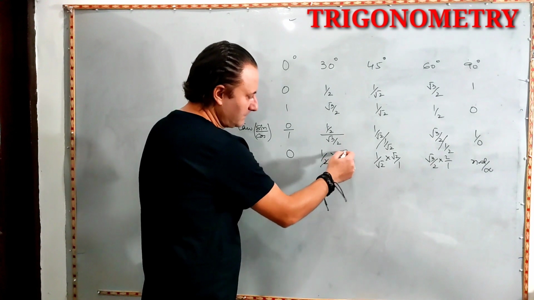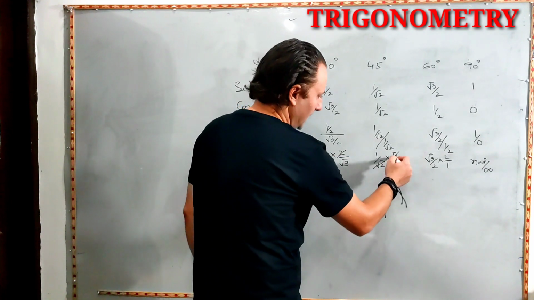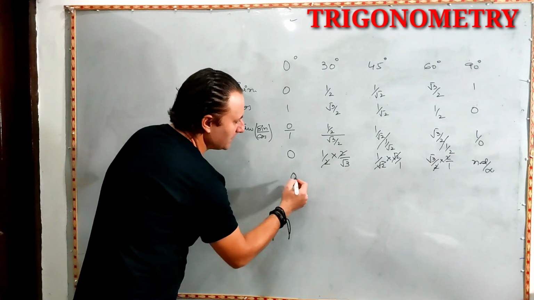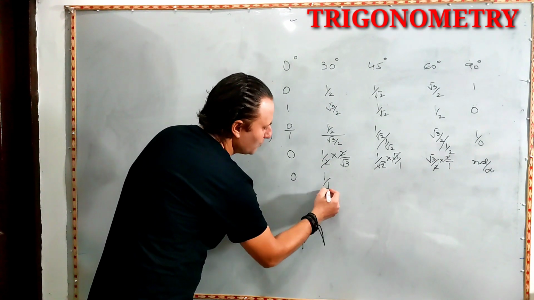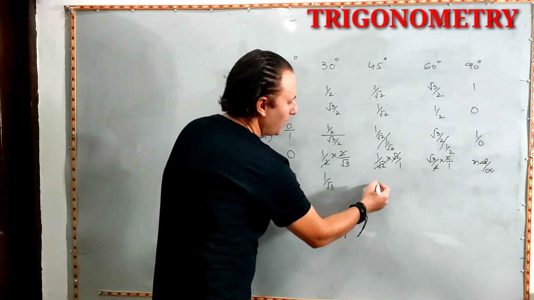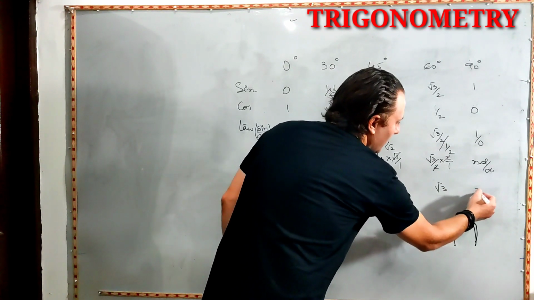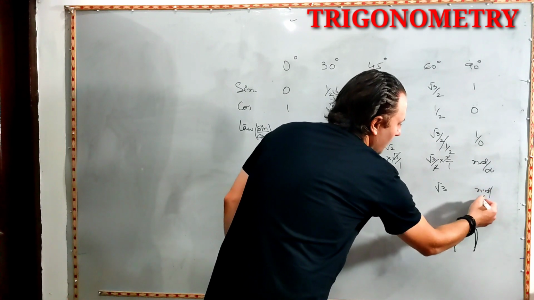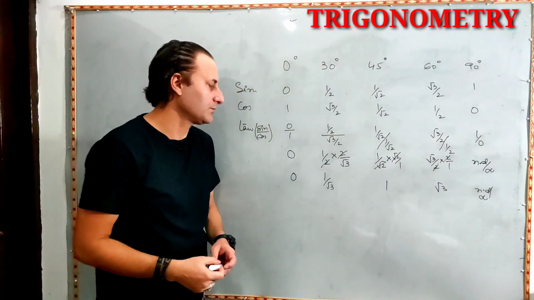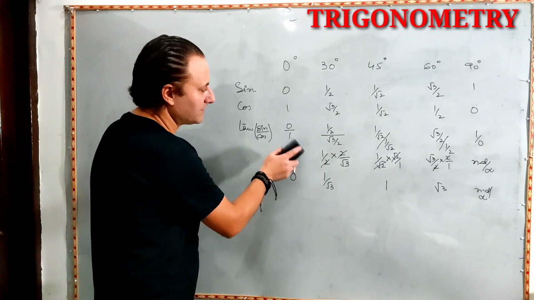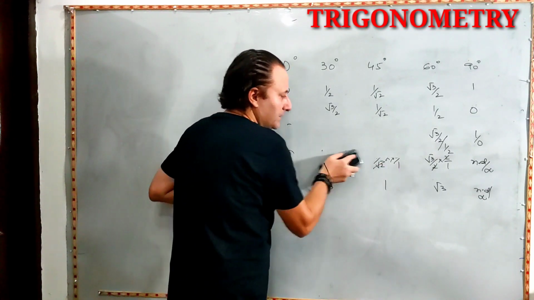So now let's cancel whatever we can. So this is done. So now what do we have? 0 will be as it is. Then we have 1 upon root 3. Then we have 1. Then we have root 3. And then we have not defined or infinity. Clear? So this gives us the value of tan theta. I'll just write it a bit up here.